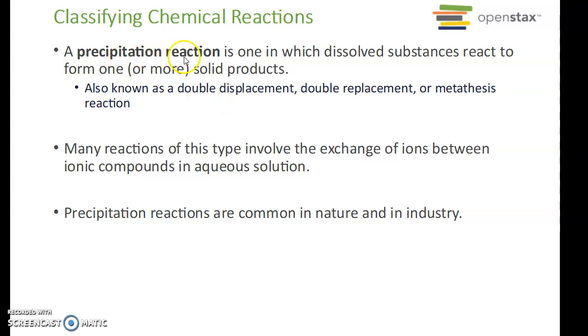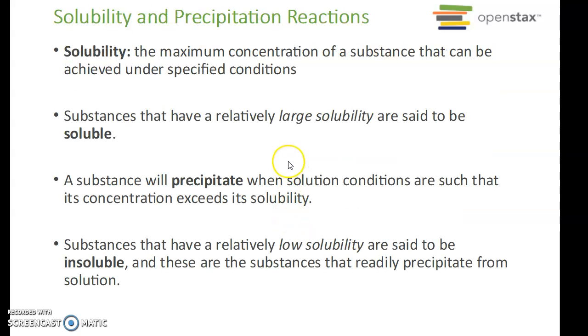A precipitation reaction is one in which dissolved substances react to form one or more solid products, also known as a double displacement, double replacement, or metathesis reaction. Many reactions of this kind involve the exchange of ions between ionic compounds in aqueous solutions, and precipitation reactions are common in nature and in industry. What causes something to precipitate?